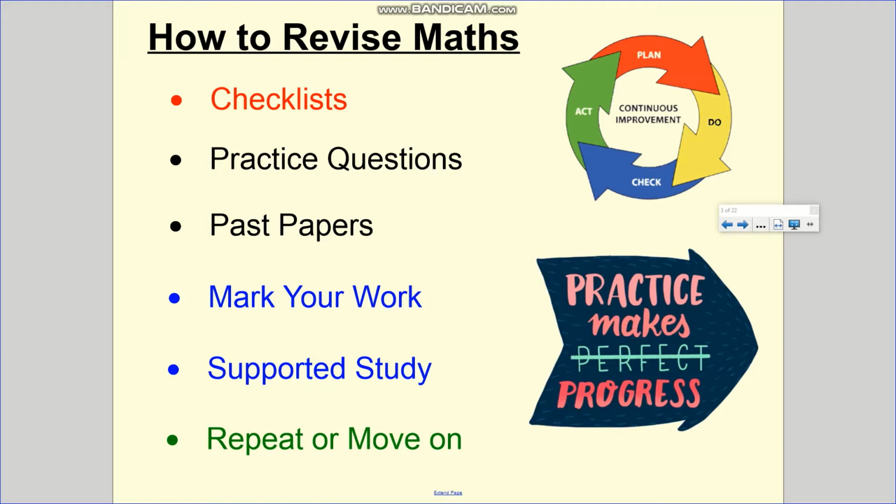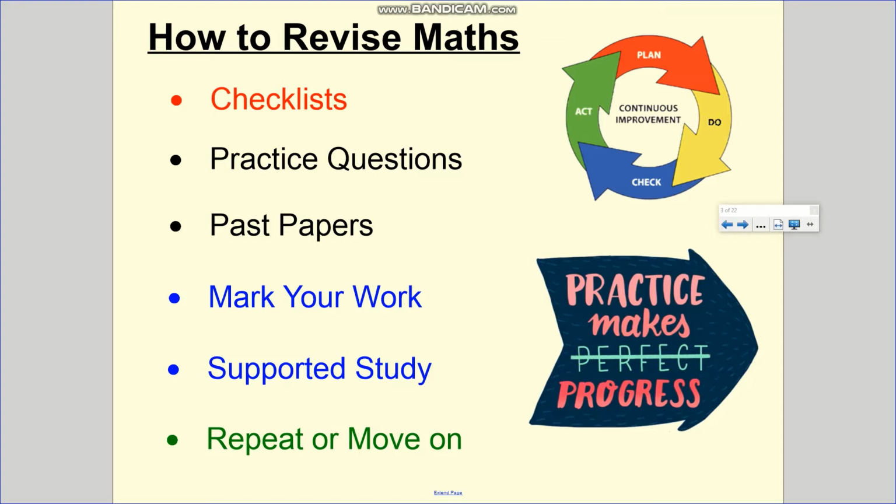I'm going to talk to you a little bit about supported studies a little bit later in this lesson, and hopefully for some people it will be live in person as well. But supported study is going to be a thing that I run online for the next few weeks. And then hopefully after the Easter holidays, we can then think about running supported study in person as well. But make sure you get your mark work to get guidance and support in supported study.